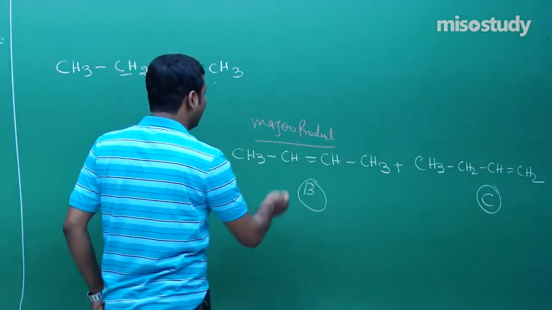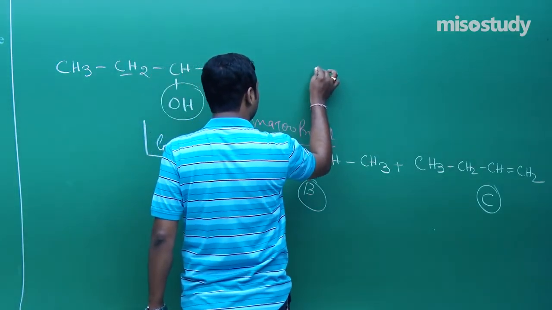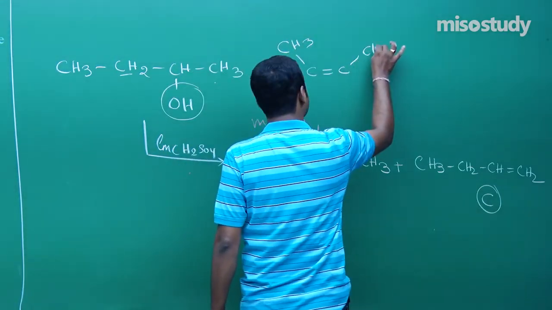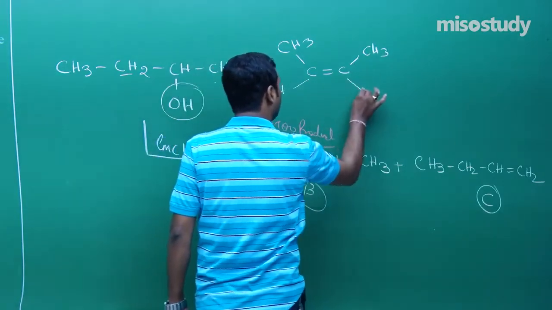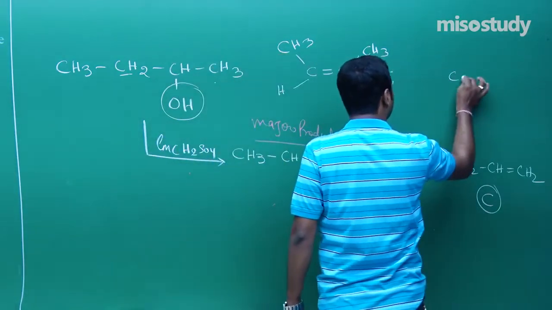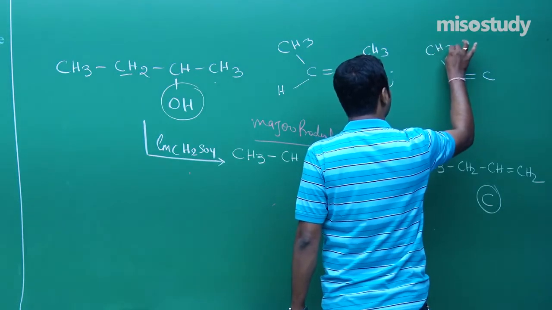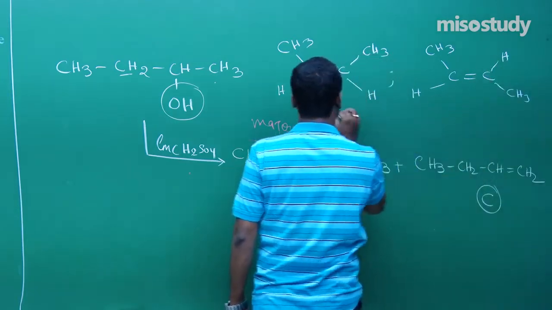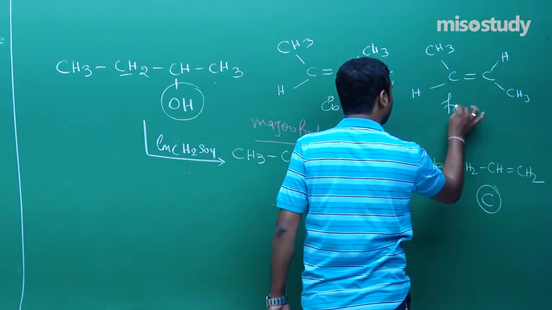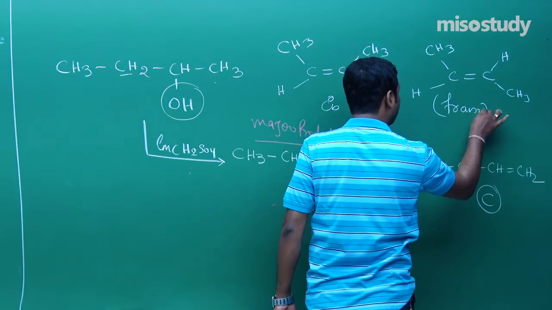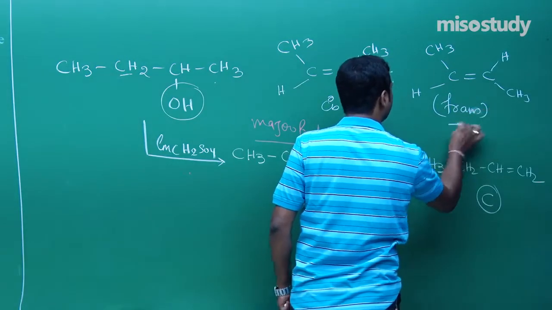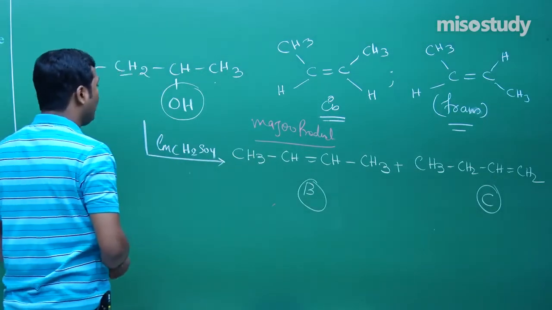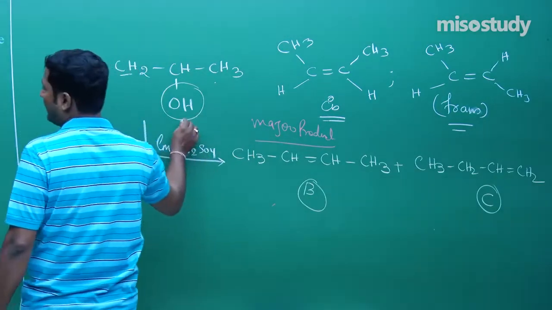Now it has a tendency to show geometrical isomers. See how? Put here CH3, put here CH3, put here H, put here H. This one is first. Now double bond, put here CH3, put here H, put here CH3, and put here H. This one is cis form and this one is trans form. Clear to you what I'm telling? This one is cis form and this one is trans form. Clear? So we can say this is the answer.